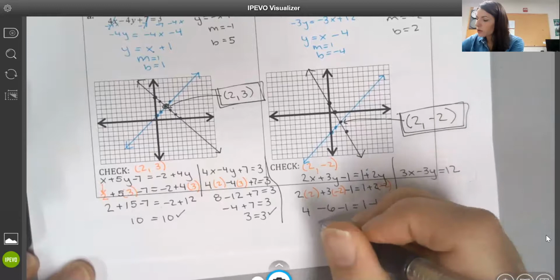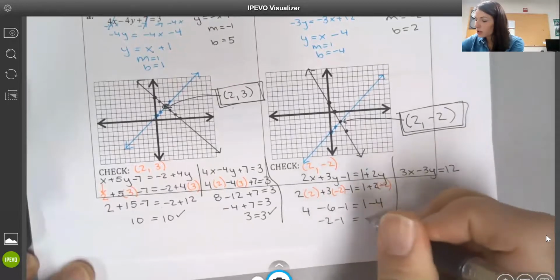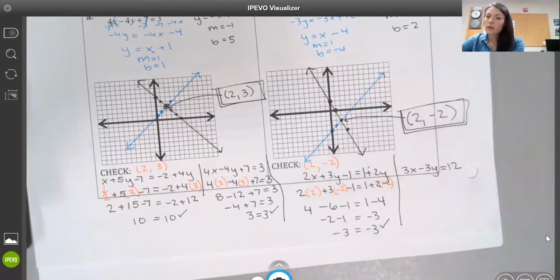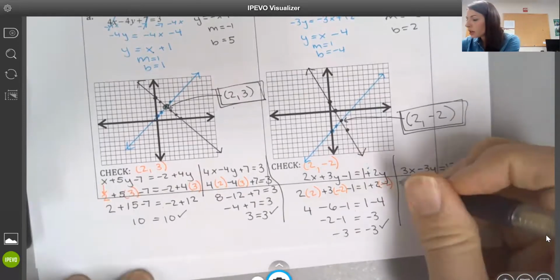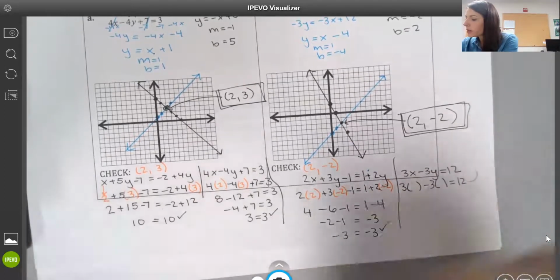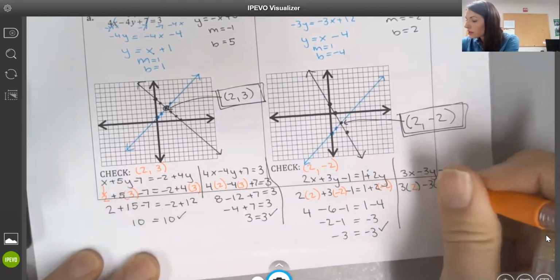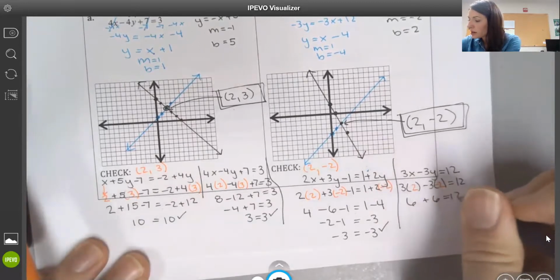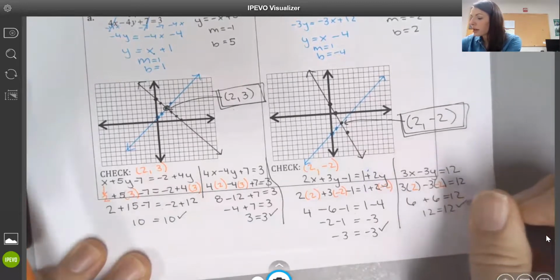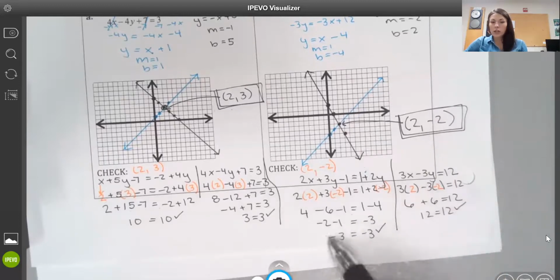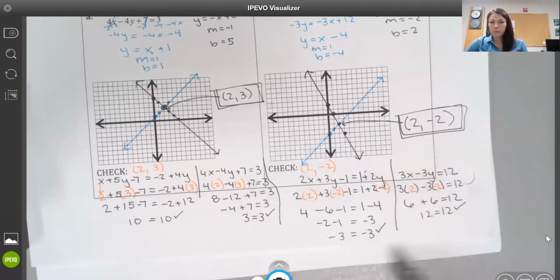Going left to right, this would give me negative 2 minus 1. This is negative 3. Negative 3 equals negative 3. Okay, so it works for my first equation. In my second equation, where x is, I'm going to plug in 2, and where y is, negative 2. Gives me 6 plus 6. And that, again, works in my second equation. So I feel good about my solution because I've checked it and I made sure that it worked.